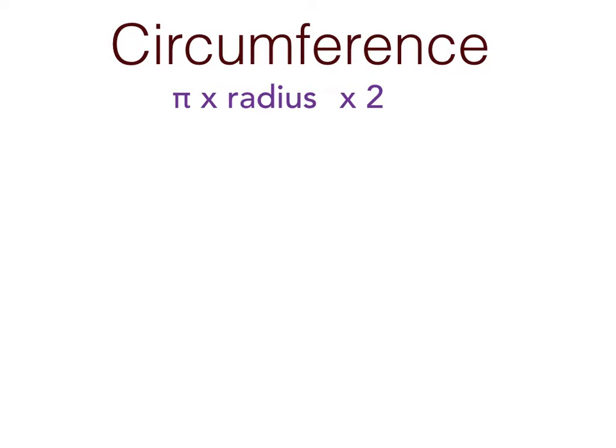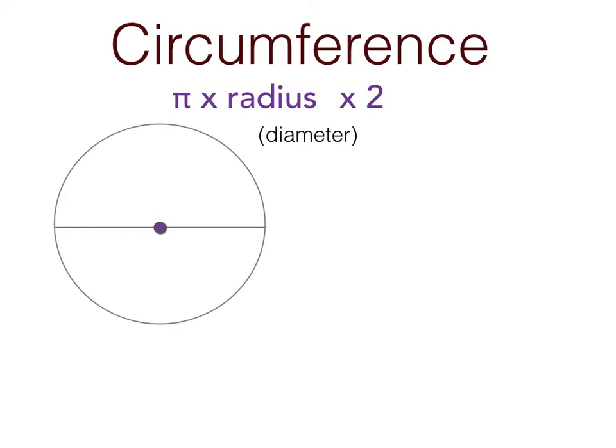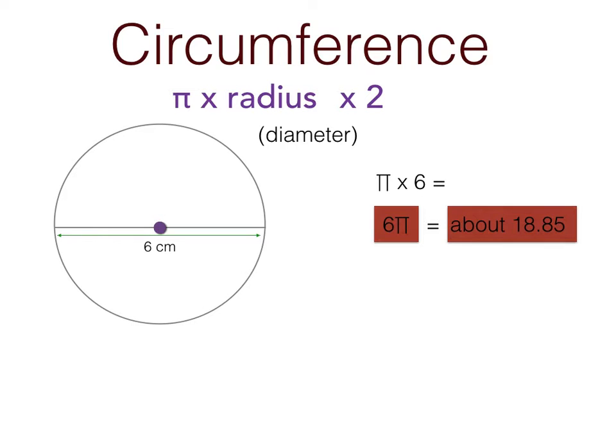Now let's do an example of circumference. So instead of doing pi times radius squared, you'd cross out the squared, and instead it would be times 2, which is also the diameter. So here's a circle, and the purple dot is the center. The green line measures the diameter, which is 6 centimeters long. So using our formula, you would get pi times 6, which equals 6 pi, or you could also write it as about 18.85.